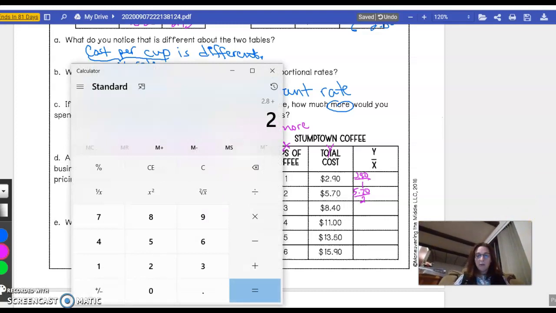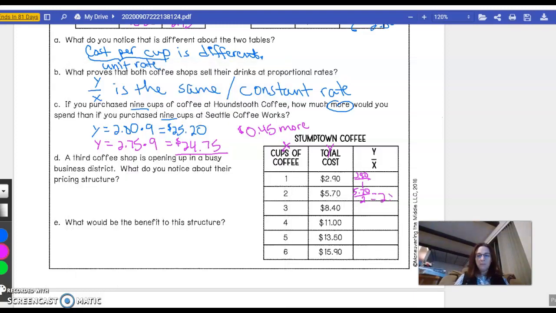Okay, so if I go 2.90, oh, I don't know why I'm doing this. I think we can figure that one out. Let me do the next one. 5.70 divided by 2, $2.85. So that's a constant. This one, excuse me, is going to be $2.90. So notice that these are different.